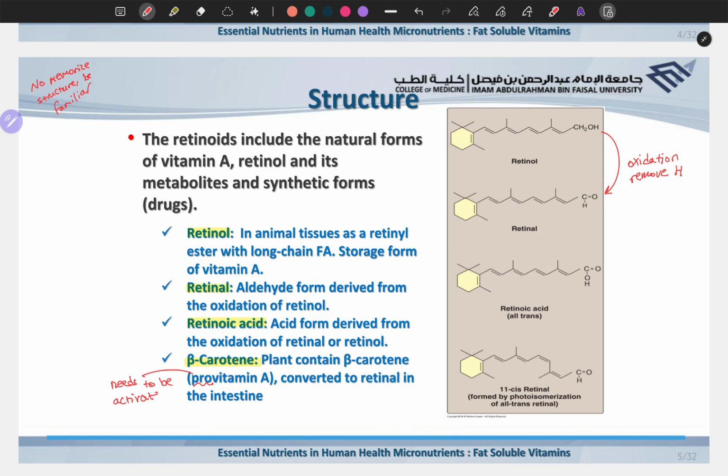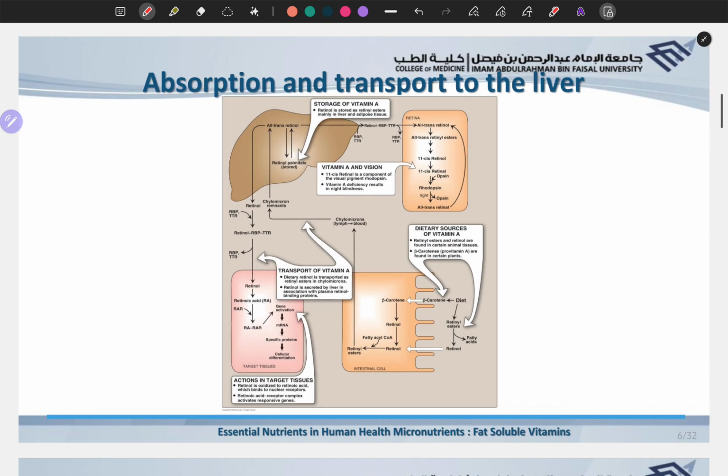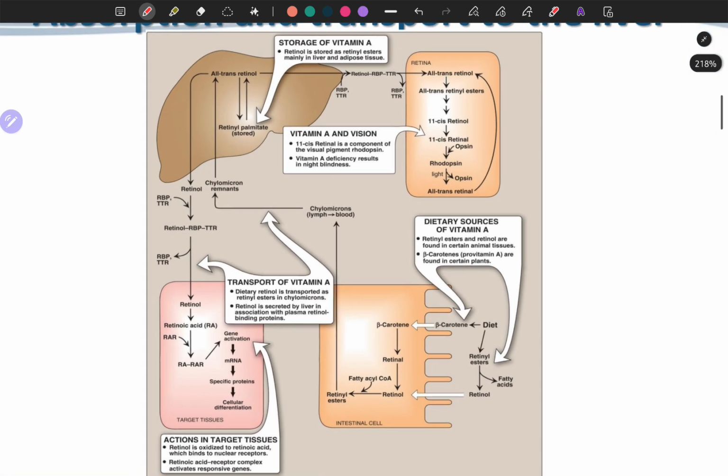Now coming to absorption and transport in the liver. First of all, don't be afraid by looking at the diagram. It is in a very, very simplified form. This is the intestine, this is the liver. These two are the targets. This picture summarizes the mechanism of action, and this is the target. For example, the most common role is in vision. It forms a visual component of the two visual pigments in the eye, the rods and cones. You know the rods and cones? It has a form of vitamin A.